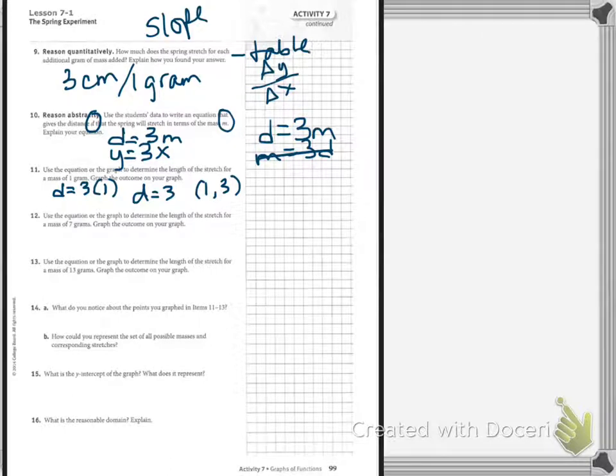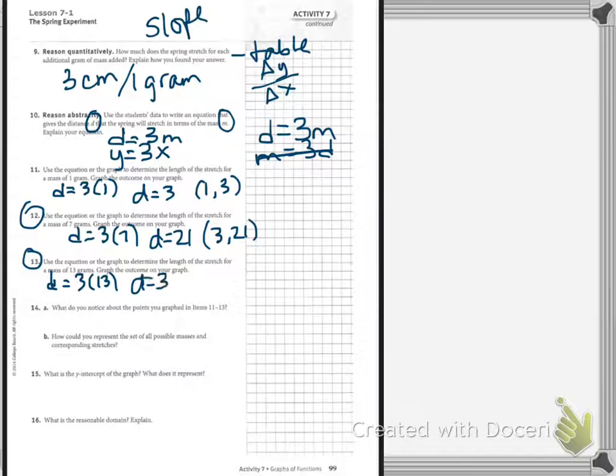Then it talks about using 7 and putting that in the graph, and 13. So I'm going to let you go ahead and do 7 and 13. You can pause me and then check yourself. Hopefully you came up with d is 21. So you have the coordinate 7, 21 on the graph. Now this one, 3 times 13. So the d is 39. I'm sorry, this was a 7 and a 21. I apologize. We have 13 and 39 on our graph.